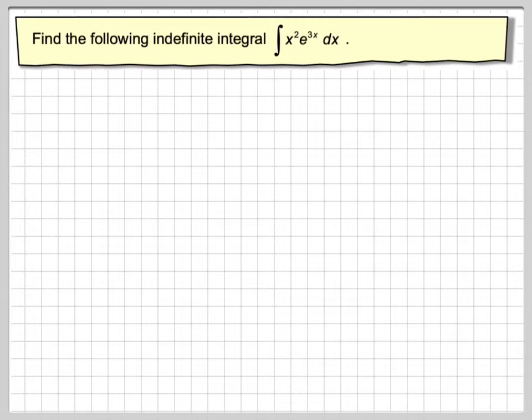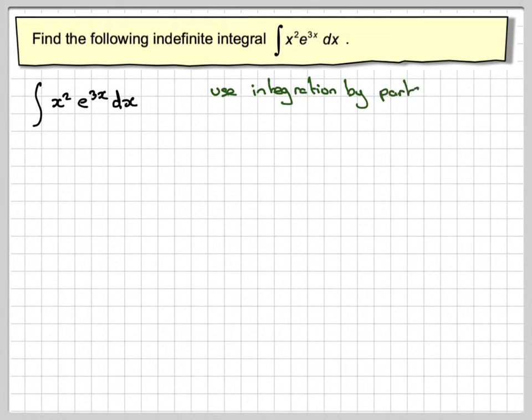Right, in this video again we're going to use integration by parts. So find the following indefinite integral: the integral of x squared e to the 3x dx. We're going to use integration by parts.